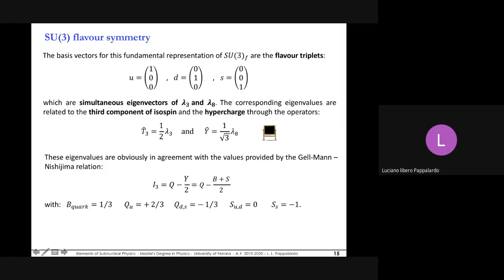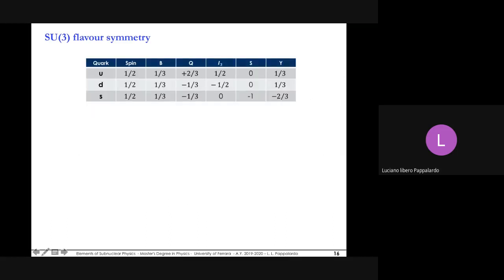So these eigenvalues are obviously in agreement with the values provided by the Gell-Mann-Nishijima relation. You can check yourself: when you use 1/3 for the baryonic number of the quark, then the proper electric charge of the quark and also the proper strangeness of the quark, you can just substitute, with exactly the same results. Now, this table summarizes what we have found. So we have the up, down, and strange quark, with the spin, baryonic number, electric charge, third component of isospin, strangeness, and now hypercharge. These are the values that we just calculated.